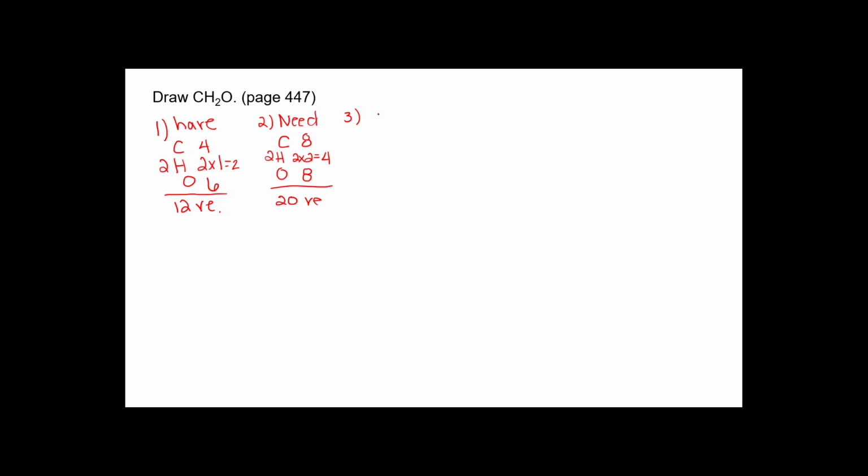Number 3, subtract them. So 20 minus 12 equals 8 valence electrons. So I have 8 valence electrons that need to be shared within this compound to fill an octet. Number 4 is divide by 2. So we're going to divide by 2. This tells me 4 bonds again. A bond. Put it like that.